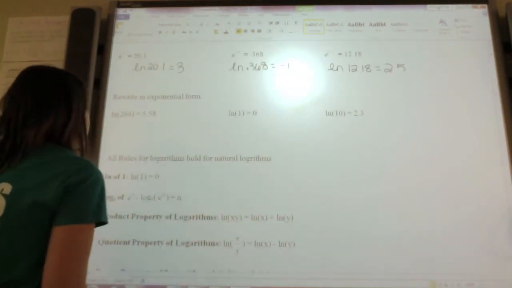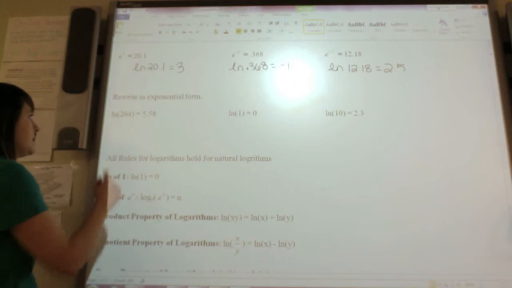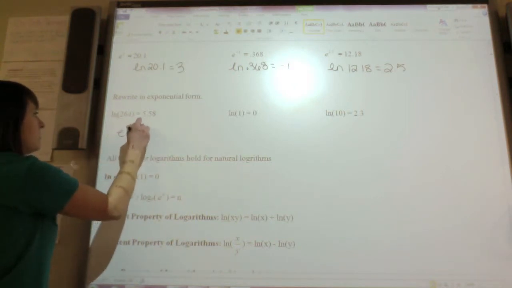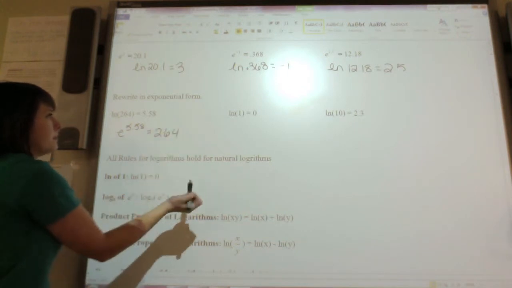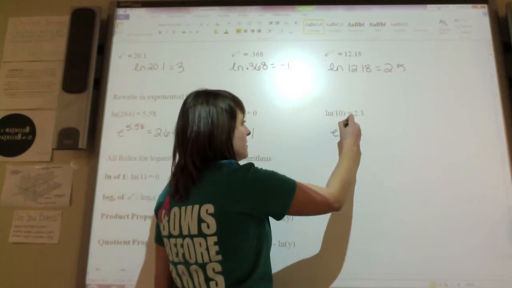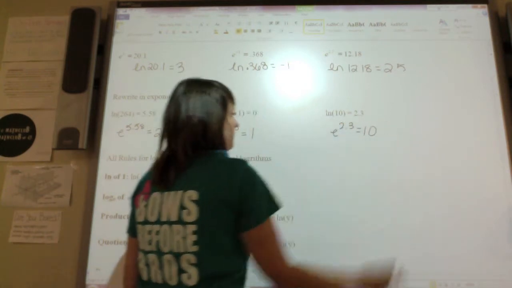Now if I want to rewrite these in exponential form, I'm just going to do the opposite. So here I've got a base of e, so this would be e to the 5.58 equals 264. This would be e to the 0 equals 1. And this would be e to the 2.3 equals 10.